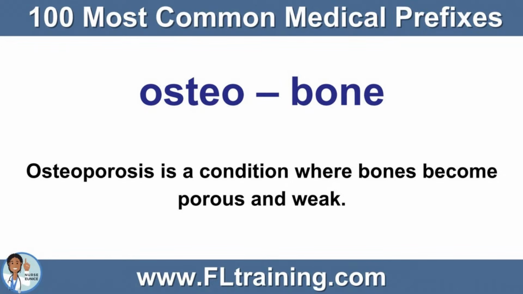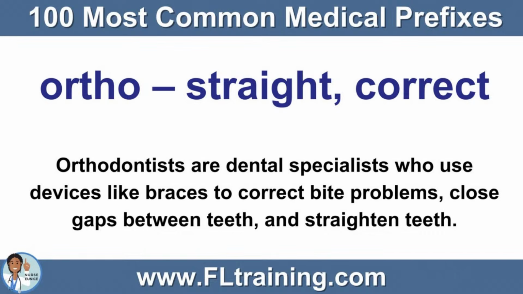Osteo refers to bone. Osteoporosis is a condition where bones become porous and weak. Ortho means straight or correct. So an orthodontist is a dental specialist who uses devices like braces to correct bite problems, close gaps between teeth, and straighten teeth. So again, ortho means straight or correct, orthodontist.